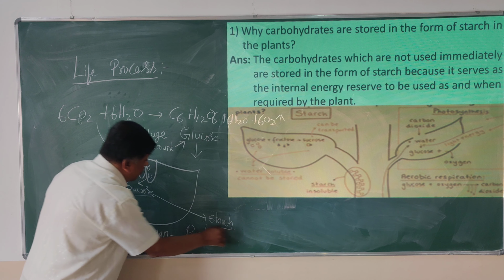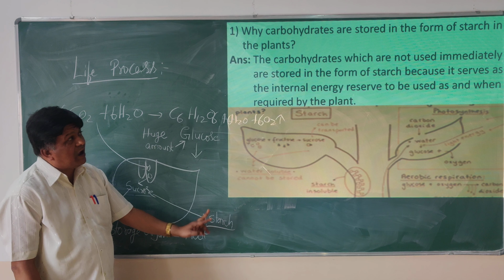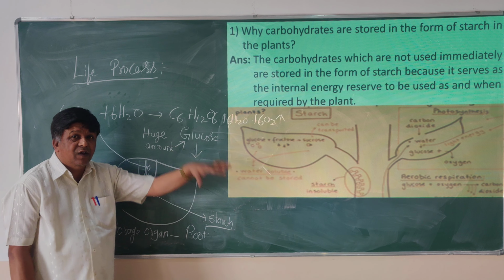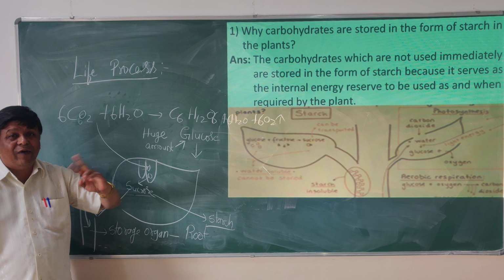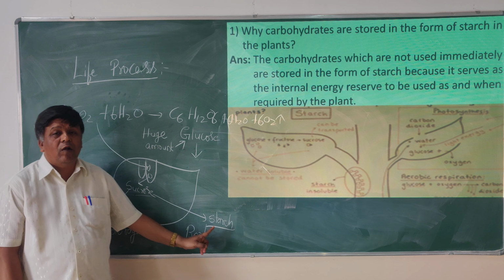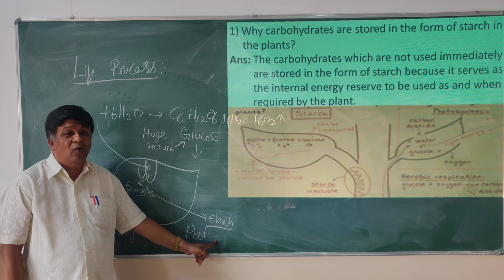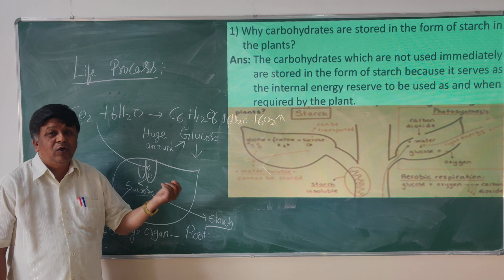Now the question is, why starch as a carbohydrate? This starch will be preserved in roots and will be made use of by the plant as and when required. Why? Because it can be easily converted into glucose, and therefore whenever they want energy, it can be utilized.